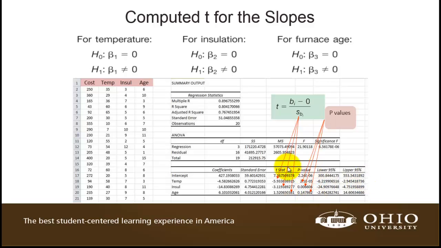Also, in this particular case, the intercept is highly significant too. So we would like to rewrite this equation and eliminate age because age is not a significant predictor of cost.